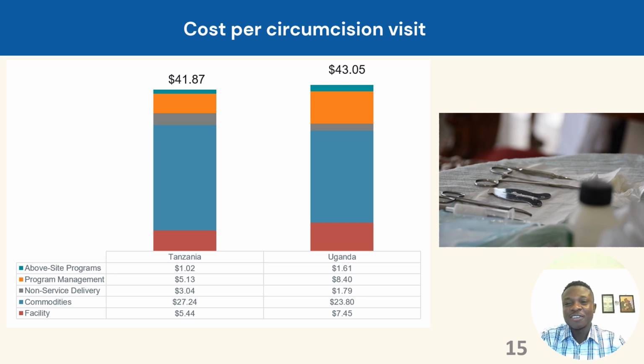This figure shows the cost per circumcision visit. In both countries, the cost was similar, at between $40 and $45 per client circumcised. The main cost drivers were the commodities, that's the circumcision kits, followed by program management and facility level cost. For some clients, there may have been as many as 3 visits per circumcision, that's a pre-circumcision visit, the circumcision visit itself, and a post-circumcision visit.